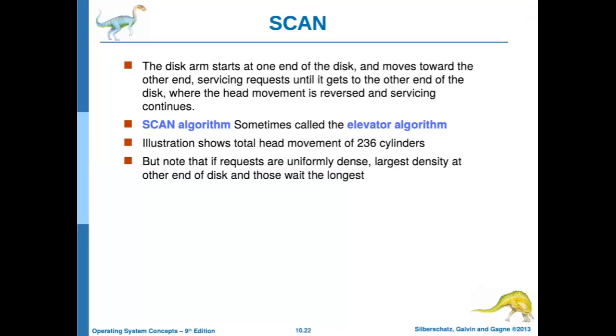Again what we'll do is we'll see one example for this. Again, the similar kind of problem is there. Like for example, if requests are more dense at either end, the other end has to wait for long. So kind of starvation problem is also there with the SCAN algorithm.